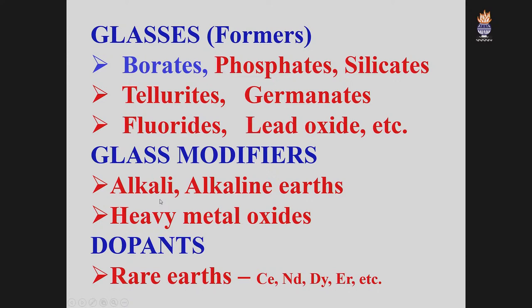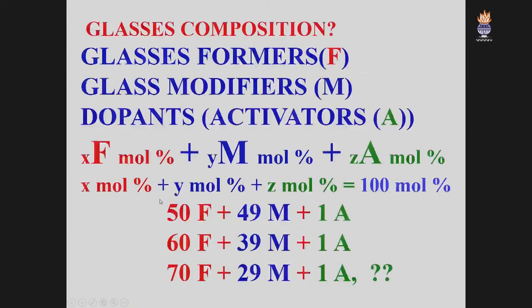What are the glass formers? Some oxides like borates, phosphates, silicates, tellurides, germanides, fluorides, and lead oxides; plenty of glass formers are available. And what are glass modifiers? All alkali and alkaline earth and heavy metal oxides act as modifiers. Many researchers are now using rare earth oxides like samarium, erbium, terbium, cerium, neodymium, and dysprosium, which are very helpful to prepare these glasses.